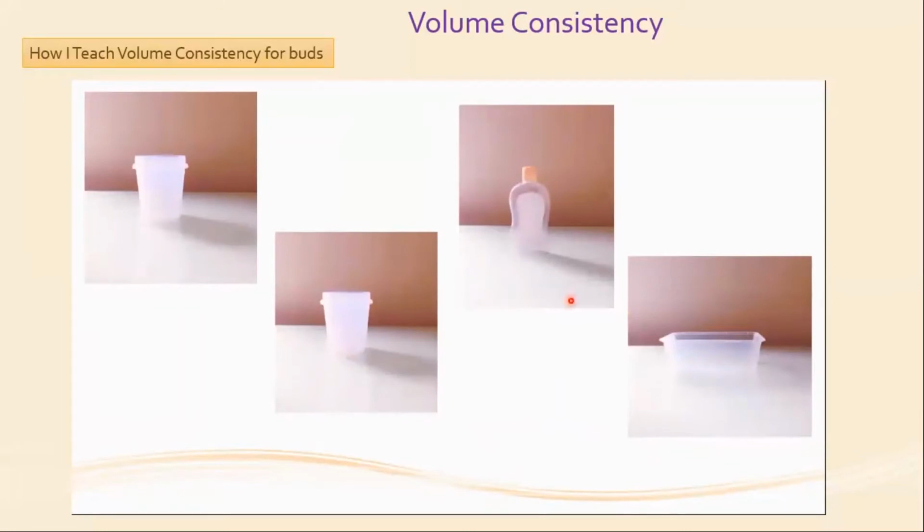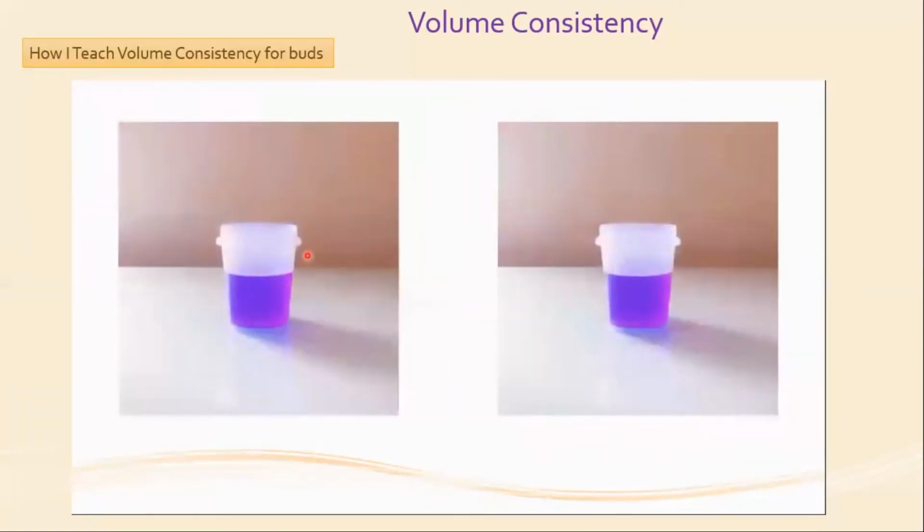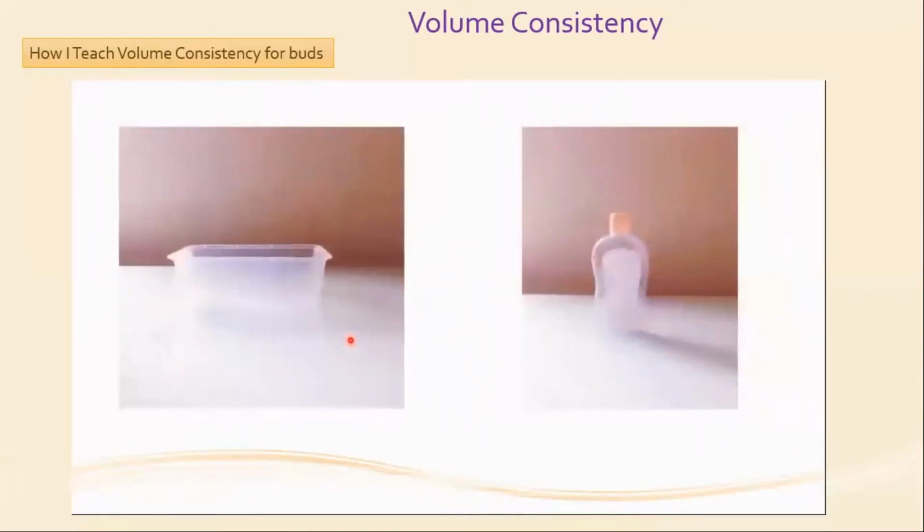Very good. Of these objects, you can see that two are the same size. They both have water in them. They both have the same amount of water. What does that mean? That means this container of water is the same as this one, so they both have the same amount of water. We have two other objects right here: a little container and a little bottle.